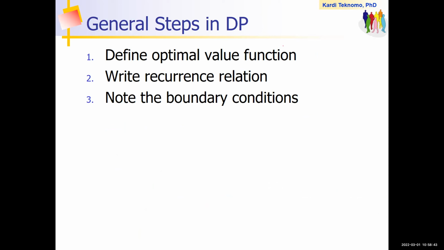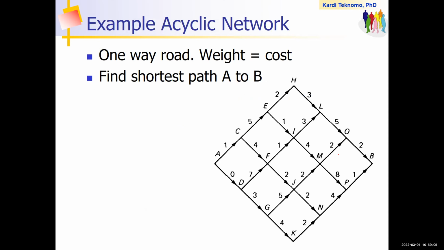Okay, now the general step in dynamic programming is, first, you need to define the optimal value function. So you need to define the function, okay, and then you create the recurrence relation, and please note the boundary condition. Okay, let's take an example of a network.